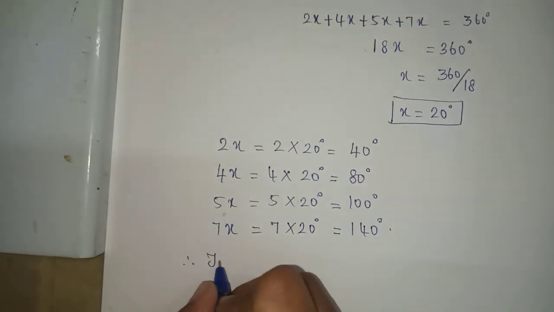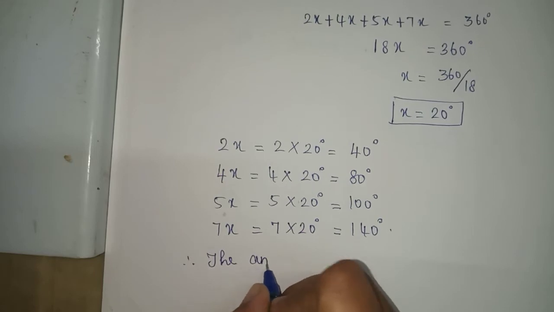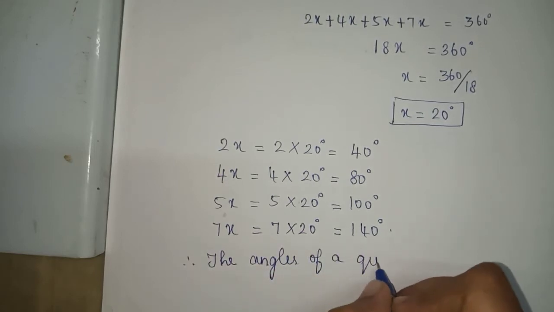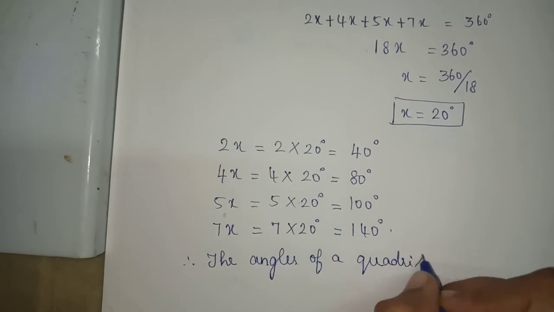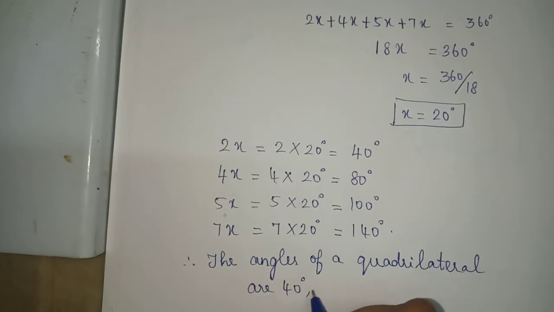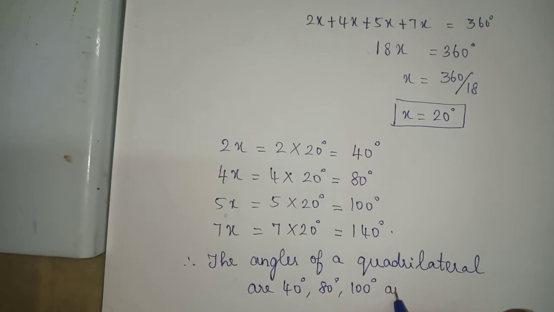Therefore, the angles of a quadrilateral are 40 degree, 80 degree, 100 degree and 140 degree. So that's all students.